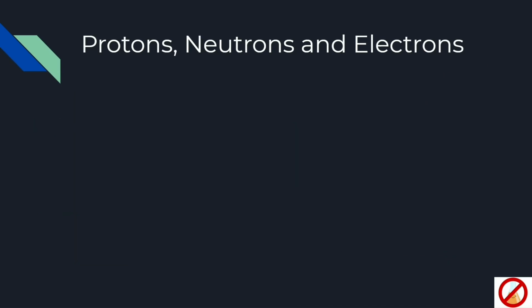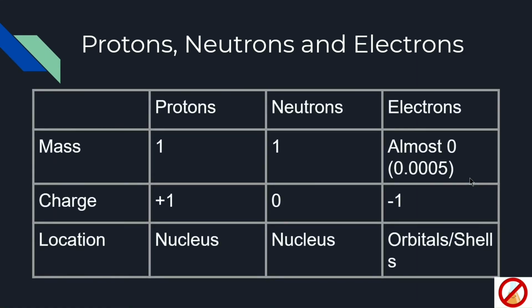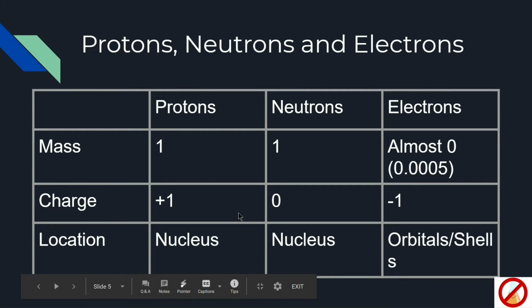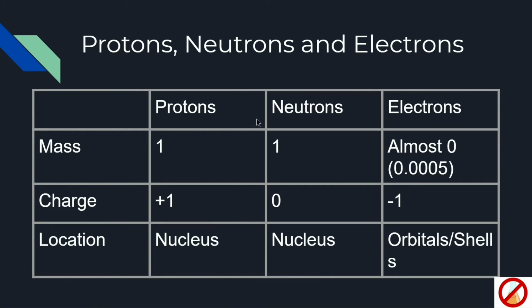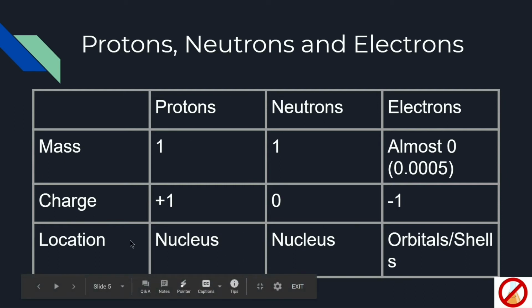Now let's get into the properties of these 3 basic components that make up an atom. I would like to introduce this table here, which is really important. We have protons, neutrons, and electrons, and their mass, their charge, and their location. First of all, very important, protons and neutrons are both in the nucleus. These are the 2 components that make up the nucleus, whereas the electrons are on the outer shells, orbiting around the nucleus.